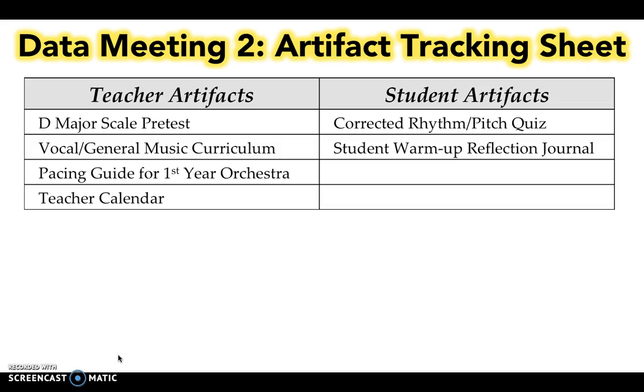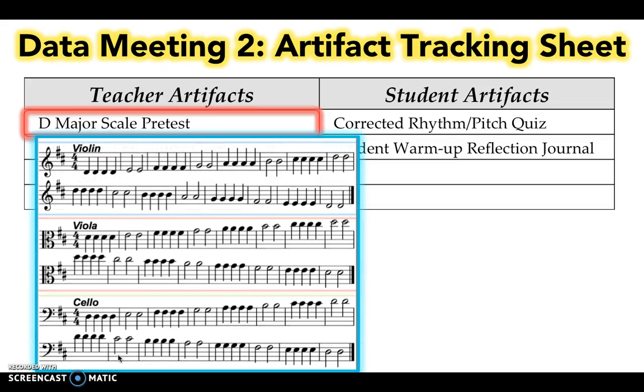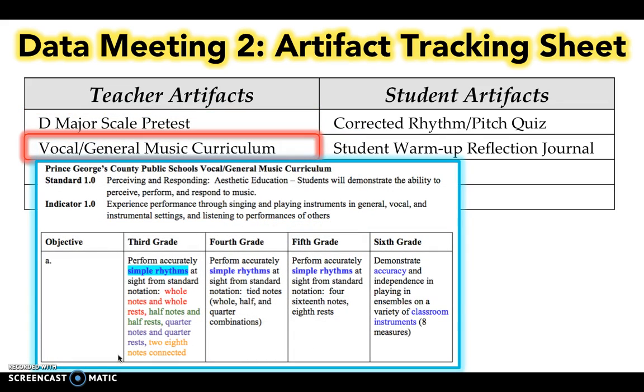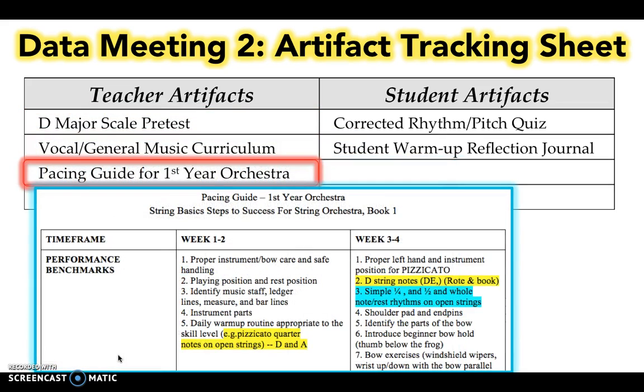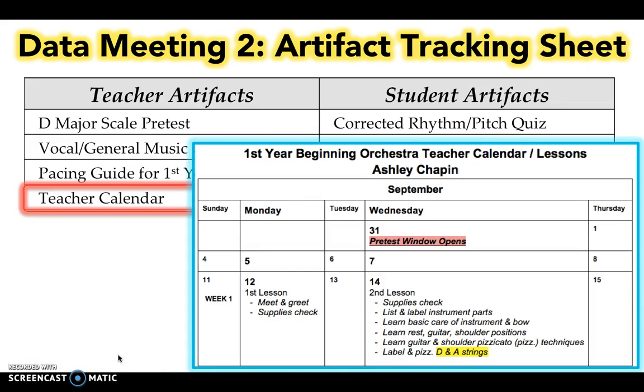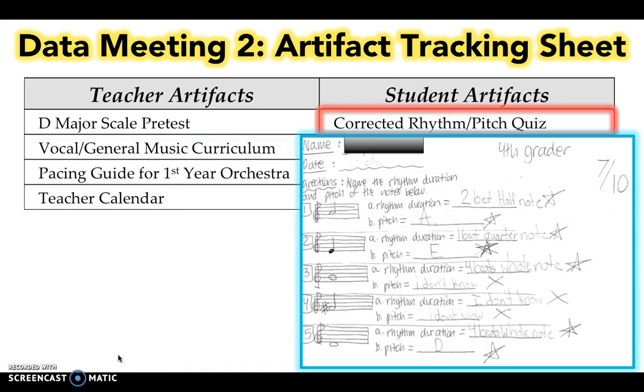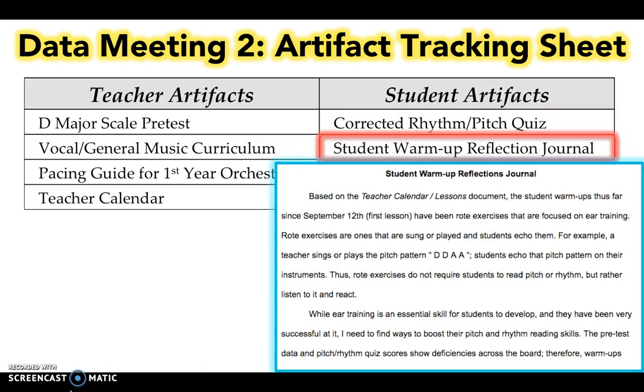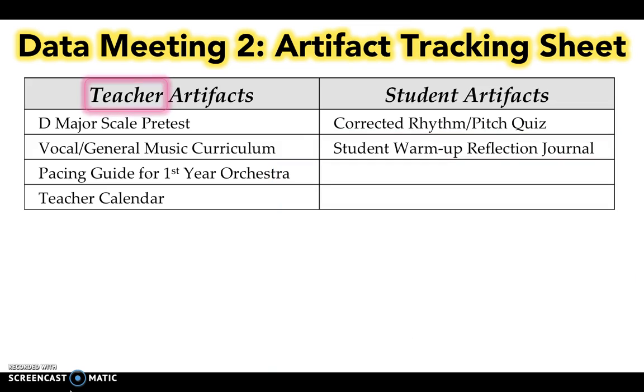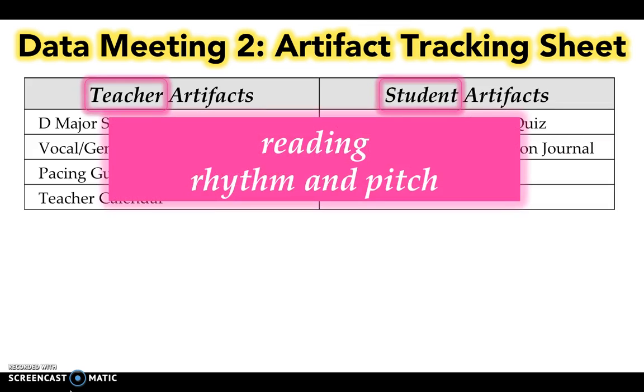I collected a series of teacher artifacts, which include the D major scale pretest, the vocal general music curriculum, the pacing guide for first-year orchestra, and a teacher calendar, as well as student artifacts, a corrected rhythm and pitch quiz, as well as a student warm-up reflection journal, all in an effort to make connections between my instruction and the student's performance in relation to reading, rhythm, and pitch.